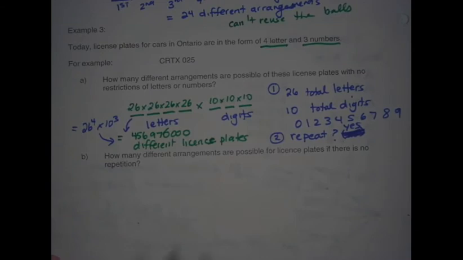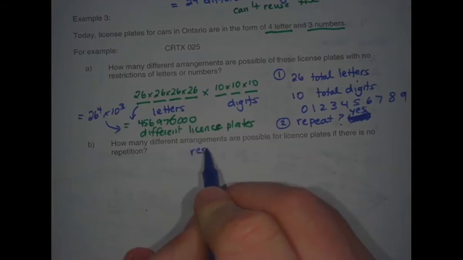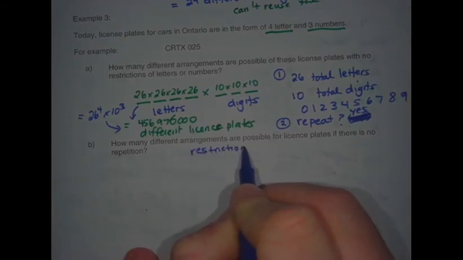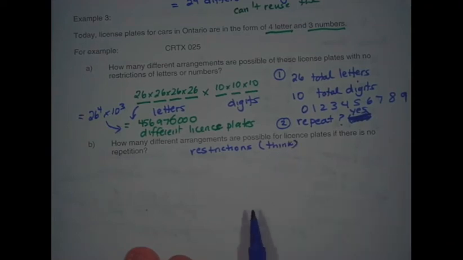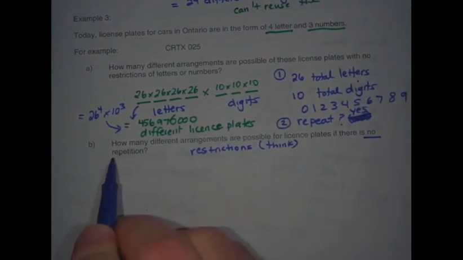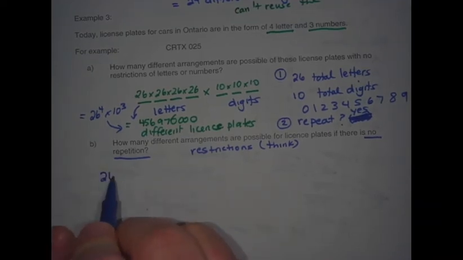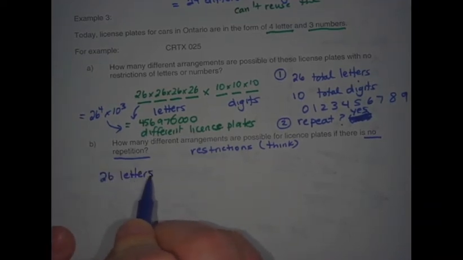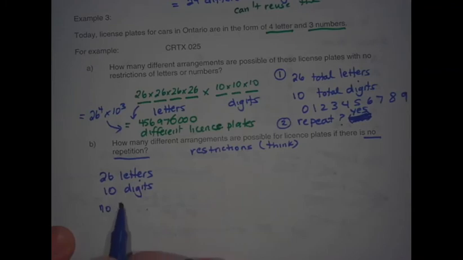Okay. But if you look at the next question, there are some scenarios where repetition is not allowed. So we've put some restrictions into this. So we have to think. All right. So in this case, I'm not allowed to repeat. Well, still I have 26 letters and I have 10 digits. But here I'm not allowed.